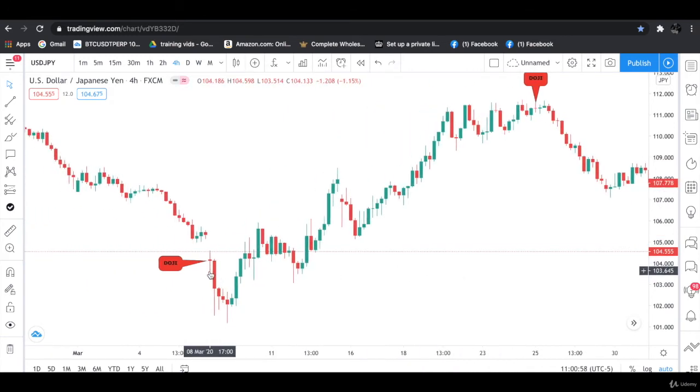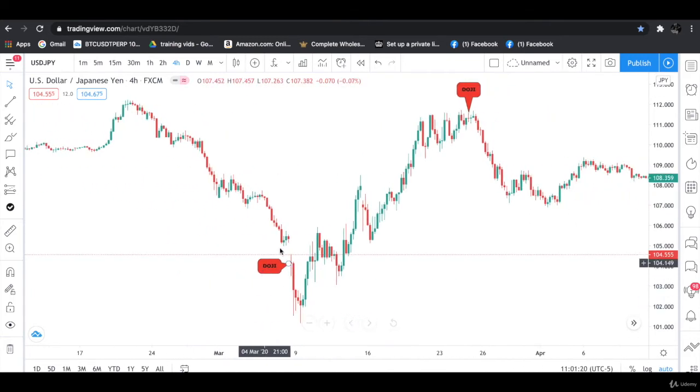A Doji candlestick appeared. What does this mean? The buyers and the sellers both are confused. There's a tug of war between them. A Doji candlestick appeared in a downtrend, which indicates there is a chance of possible trend reversal. And you can see the trend changed afterwards. The price rallied all the way up till here.